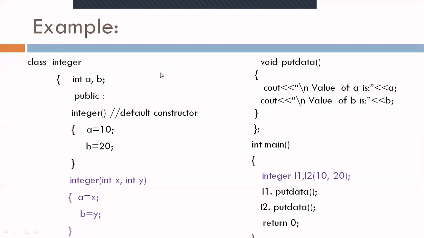Now let's see the example. In that, I have again taken class Integer. It has one default constructor, and now we will add one parameterized constructor. In that, I have to pass two different parameters, that is integer x and integer y, to the parameterized constructor. Both of these parameters are used to assign values to its data members A and B. X's value will be assigned to data member A and Y's value will be assigned to data member B.